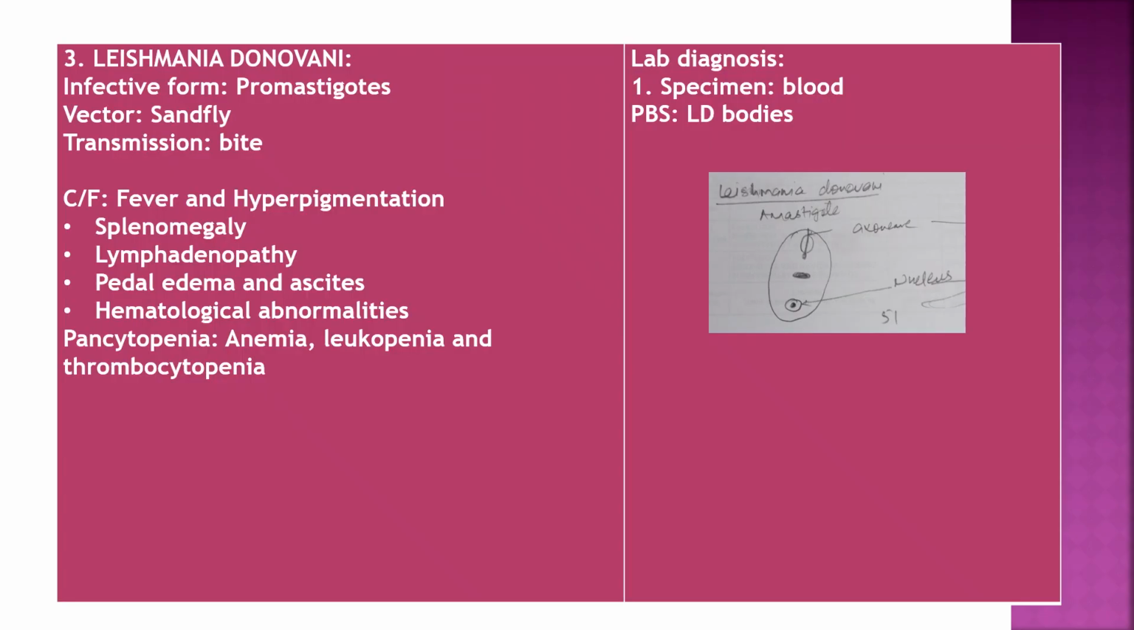Third is Leishmania donovani. Infective form: promastigotes. Vector: sandfly. Transmission: bite of the sandfly. Clinical manifestations: fever and hyperpigmentation, splenomegaly, lymphadenopathy, pedal edema and ascites, hematological abnormalities, pancytopenia, anemia, leukopenia, thrombocytopenia. Lab diagnosis: specimen blood, pancytopenia, and PBS, LD bodies. That is the amastigote form of Leishmania donovani.